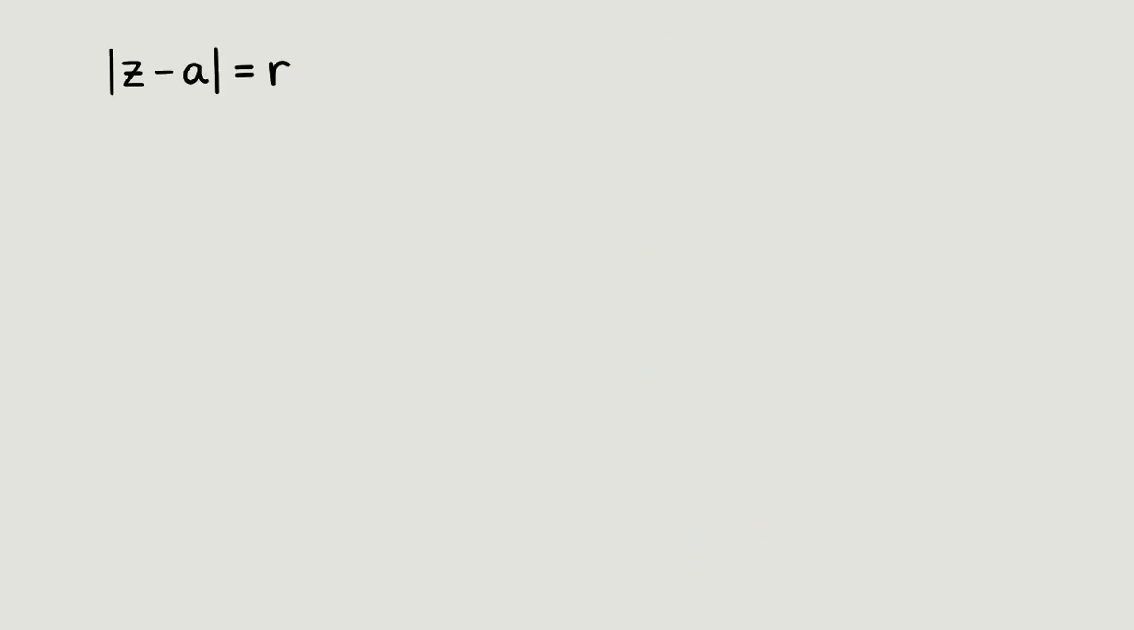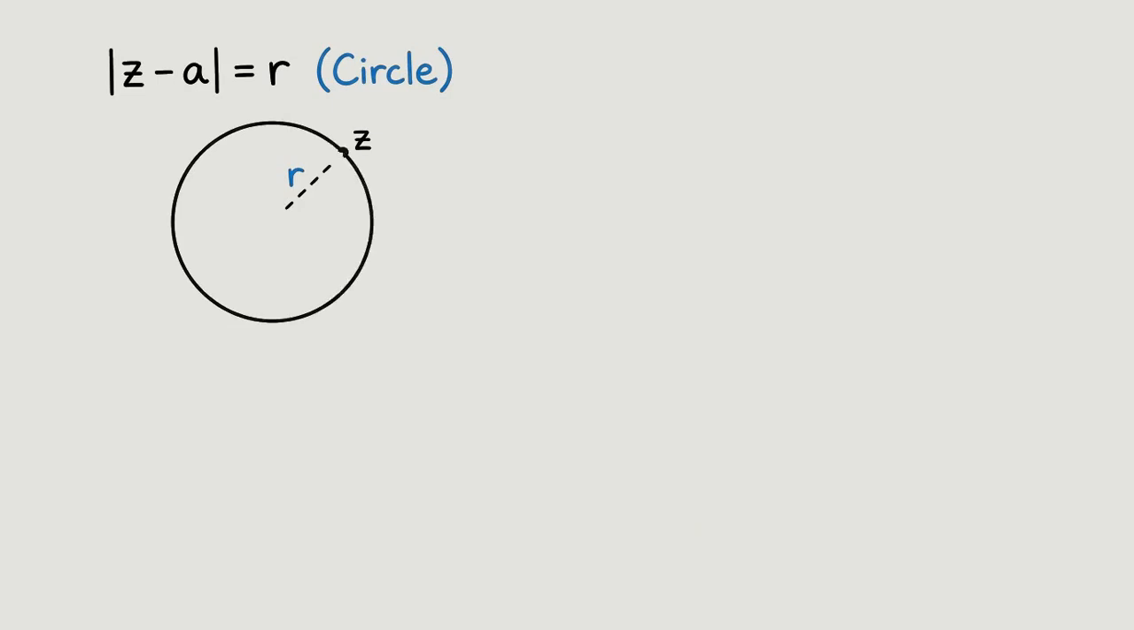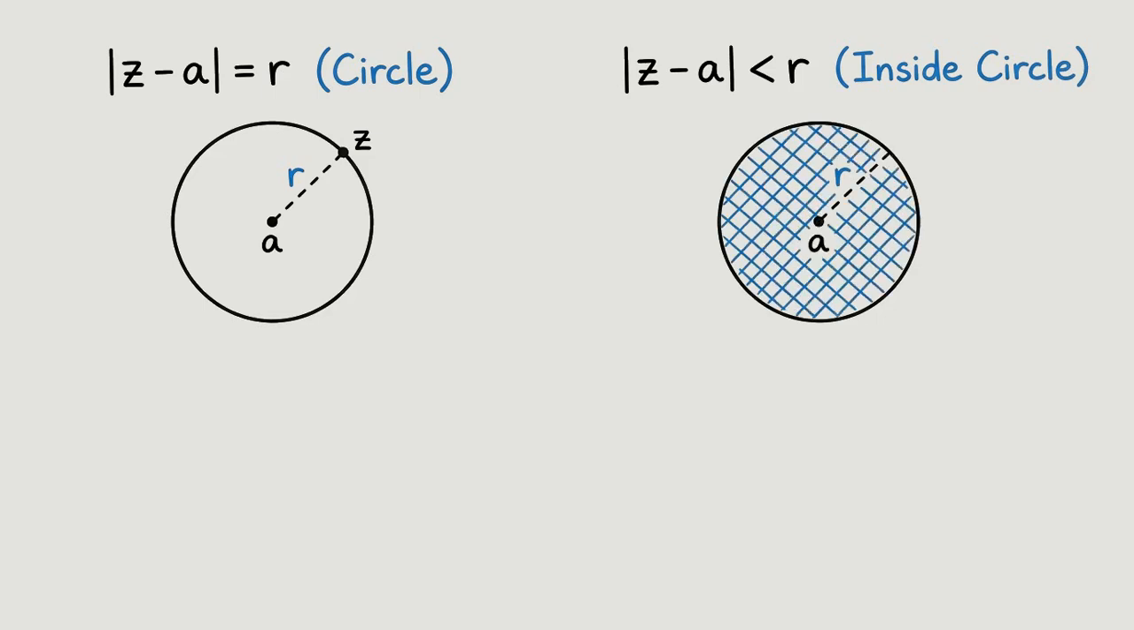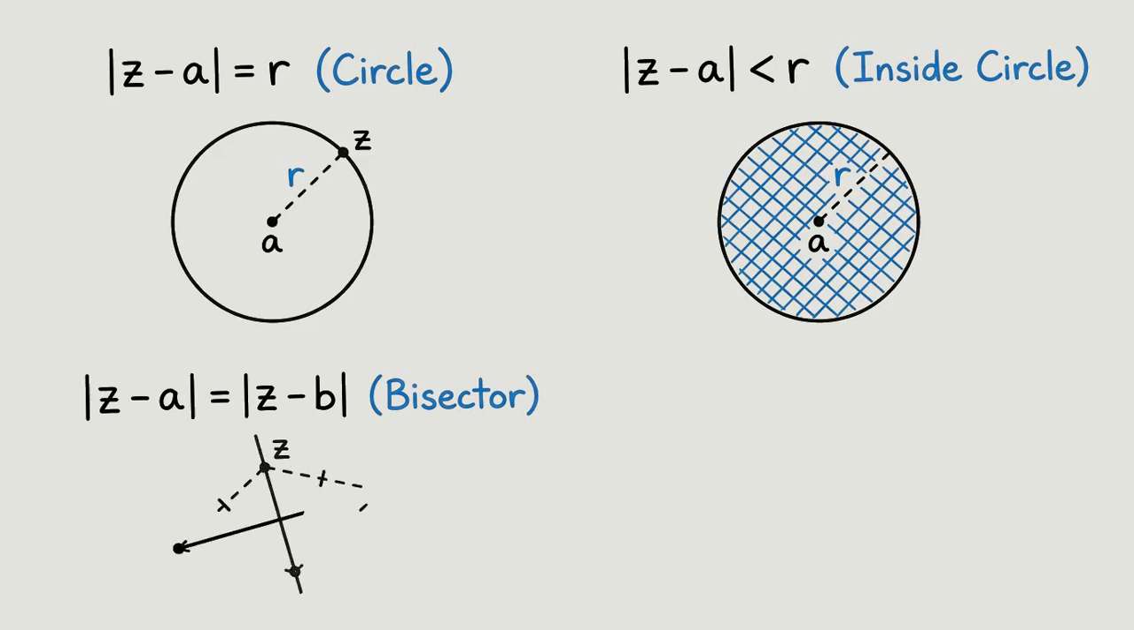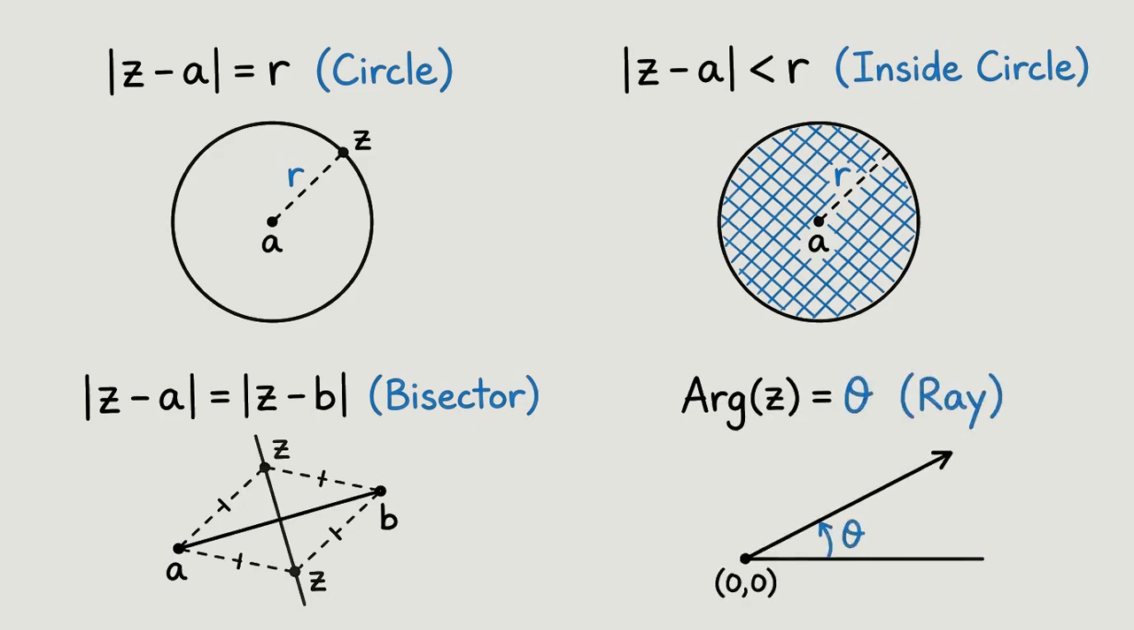Finally, the Argand plane makes loci easy to see. The equation |z minus a| equals r means all points a distance r from a fixed point a. That is a circle. |z minus a| less than r is the inside of that circle. The equation |z minus a| equals |z minus b| is the perpendicular bisector of the segment joining a and b. An argument equation describes a ray or a sector.